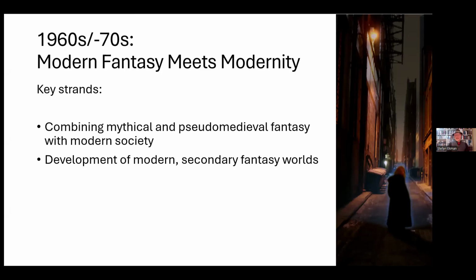And in The Owl Service in 1967, he combines modern sensibilities with Welsh myth in an incredibly thought-provoking way. Two other experiments worth mentioning are Randall Garrett's Lord Darcy stories. The first one was The Eyes Have It in 1964, where we have a 20th century based on magic rather than technology. And Lord Darcy is a private investigator, solves crimes.